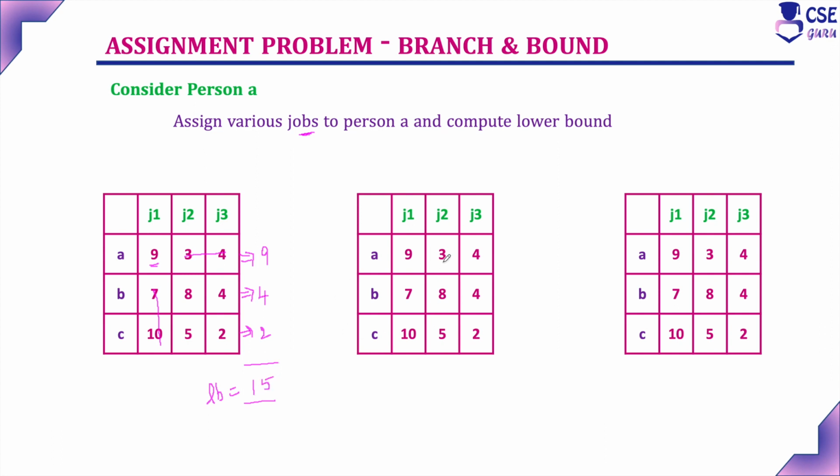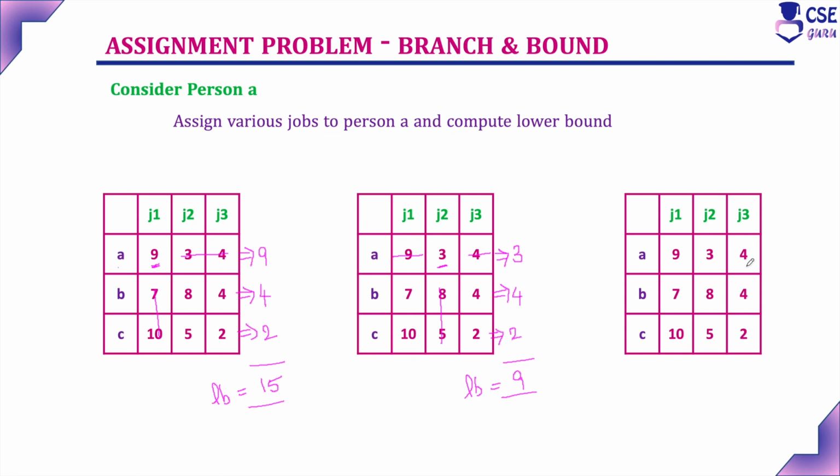Next, assign the second job to person A. Its cost is 3. So the same row and same column you should not assign to any other person. So for the remaining cost for B, the least one is 4, and for row C, the least one is 2. And here the lower bound we get is 9.